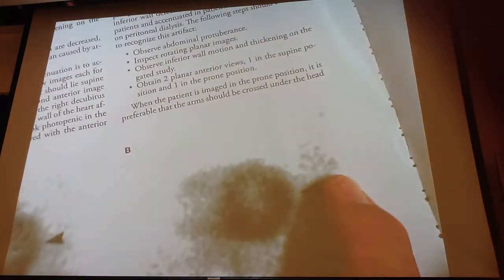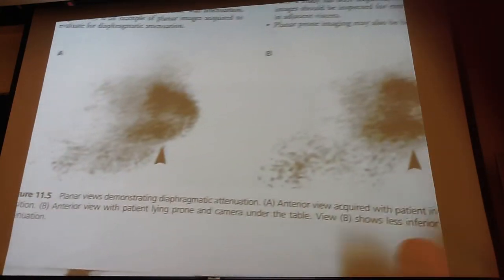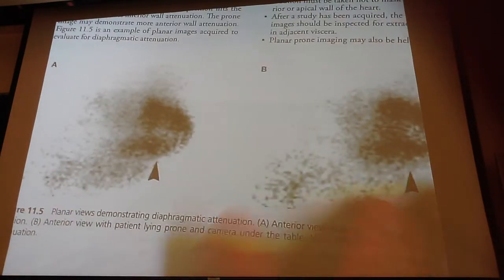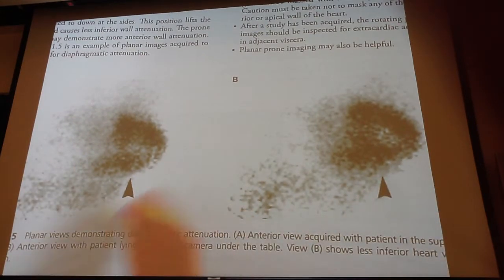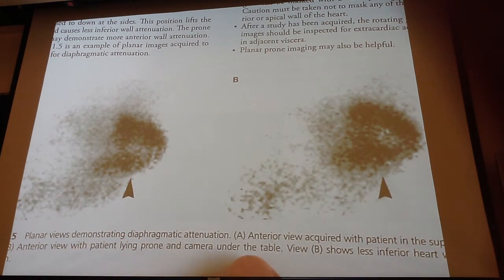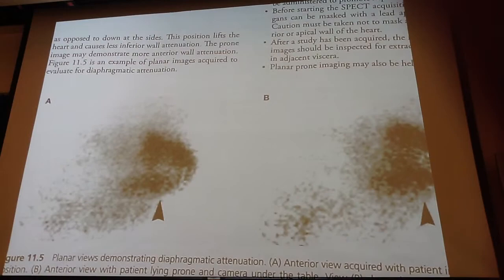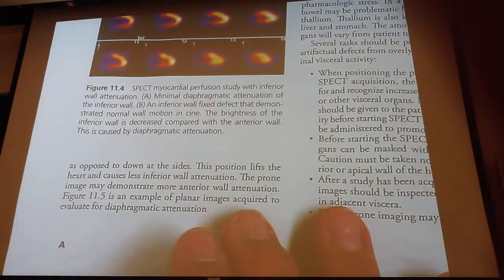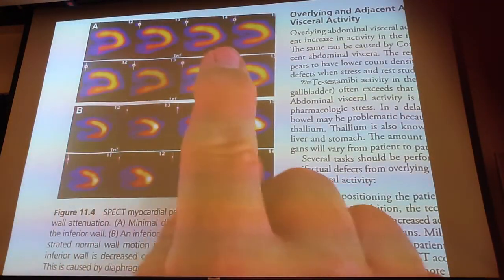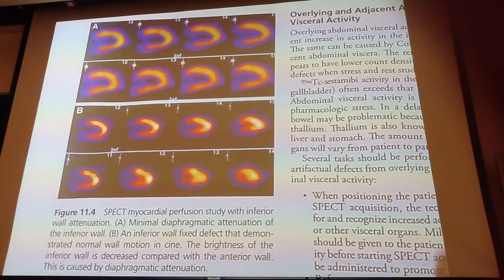This is another problem that you run into once in a while. Book tearing on you. These books are really cheap. Sometimes you'll see something in the inferior wall, and that's diaphragm attenuation. And notice it says the patient lying prone. That also helps get rid of diaphragm attenuation. Here's one up here too. Up here, just a little bit less activity.